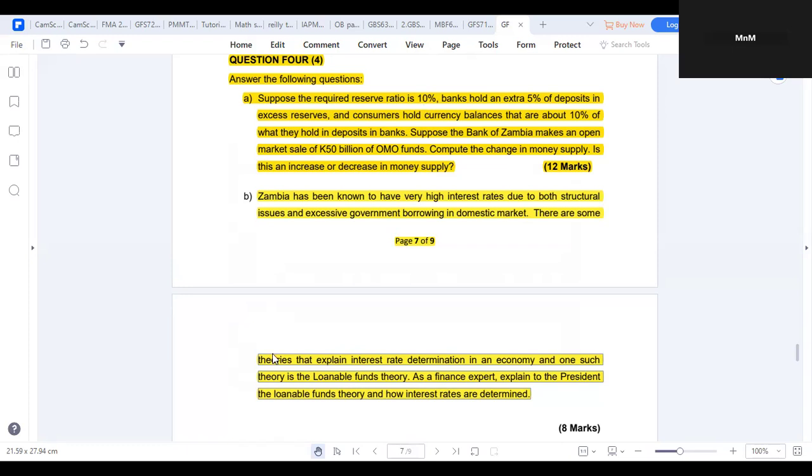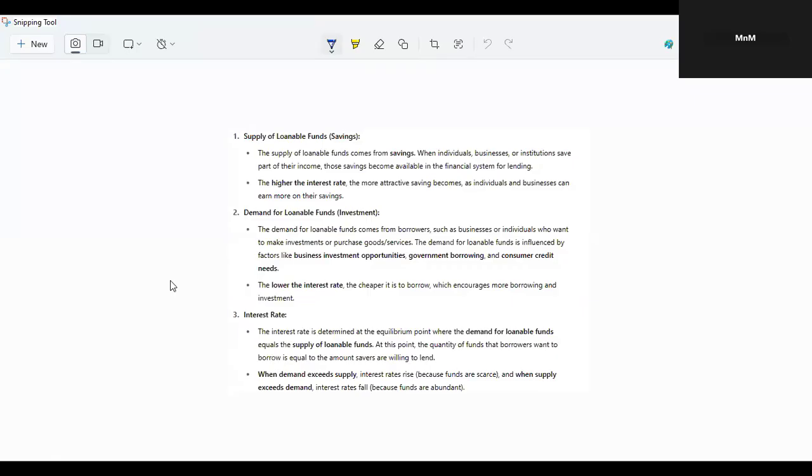When you're dealing with supply of loanable funds, what do we say? It becomes attractive for people to save money when the interest rate is high. And conversely, the demand for loanable funds becomes attractive when people are borrowing money at a lower interest rate. And in terms of interest rates, what determines the interest rate is the demand for funds and the supply of funds. So if the demand is more than the supply, the interest rate will be high. If the supply is more than the demand, the interest rates will be low. So that's what the theory talks about.